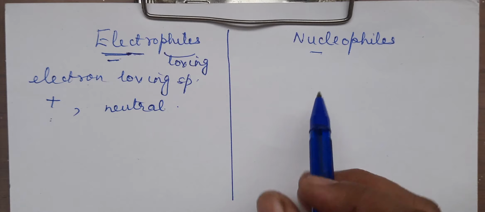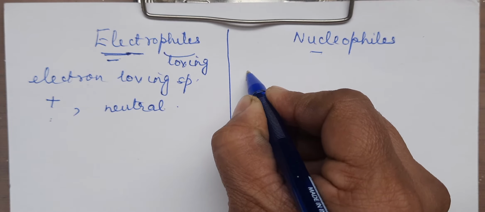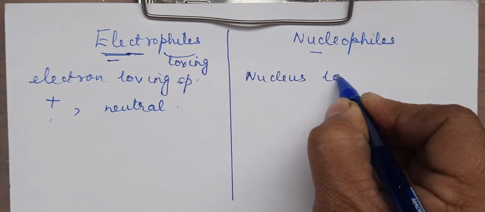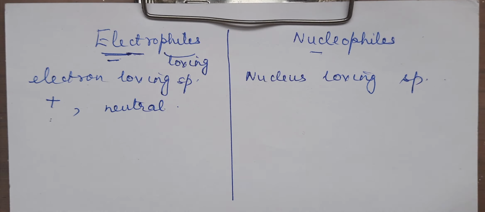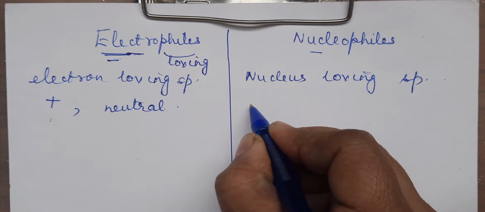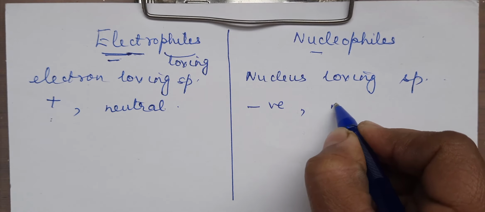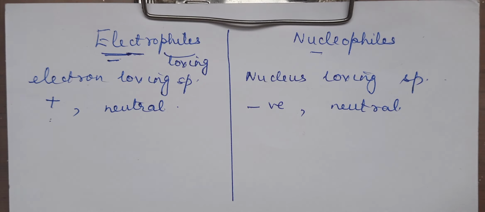And a nucleophile is nucleus loving. Nucleus loving species means it is a positive loving species. So what will this be? It will be either negatively charged or it can be neutral also. We will take examples of electrophiles and the nucleophiles.